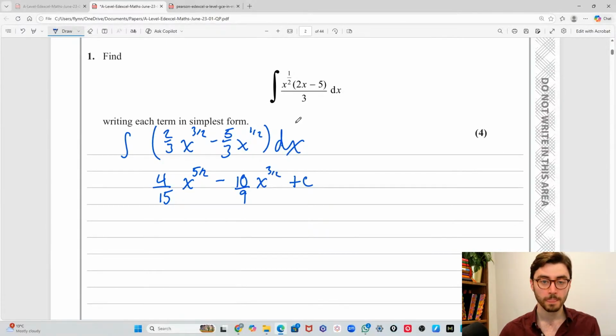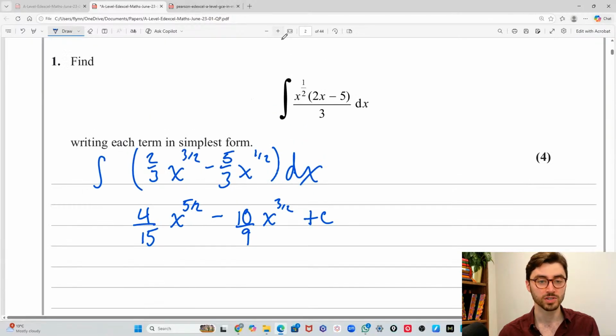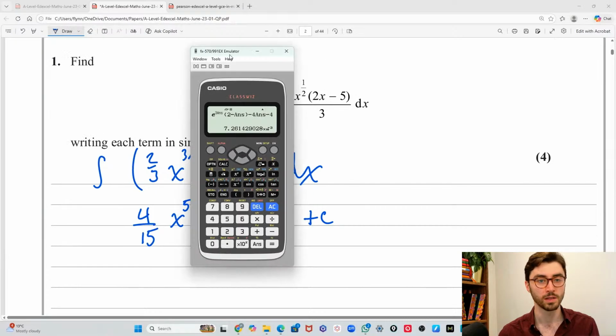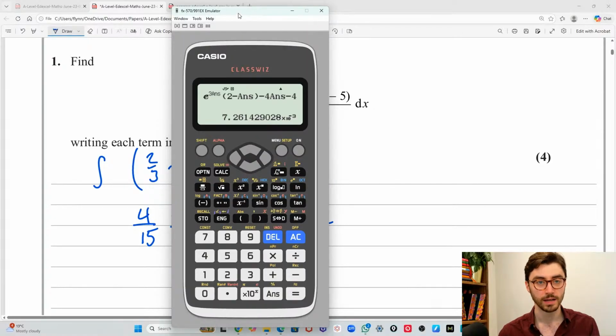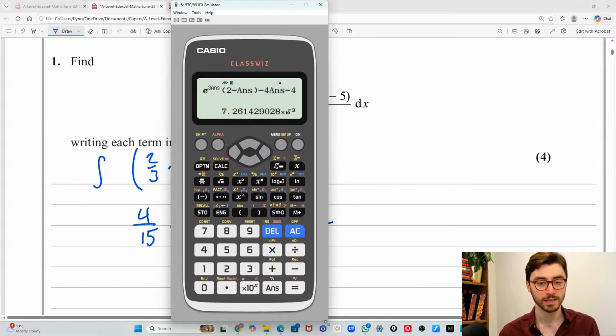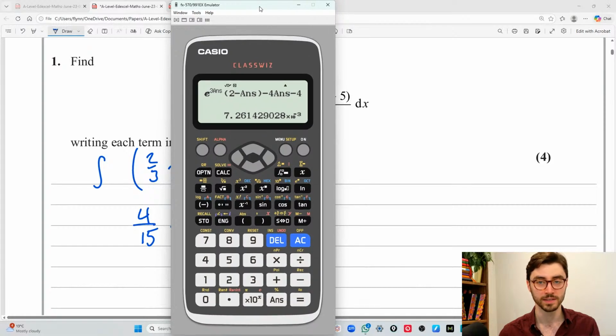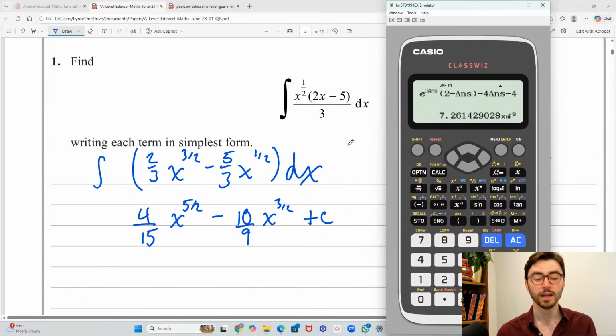So here, nothing to really be done for it, apart from maybe just check things on a calculator, make sure you didn't do anything silly. Oh, nope, did a thing. I made it teeny tiny. How do I make it un-teeny tiny? It's not the tech that's teching, it's me that's anti-teching. So that is 2/3 x to the 3 over 2 minus 5/3 x to the half. Raise that to 5 over 2.